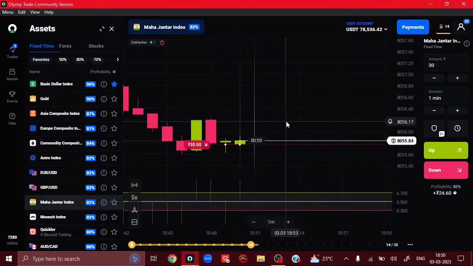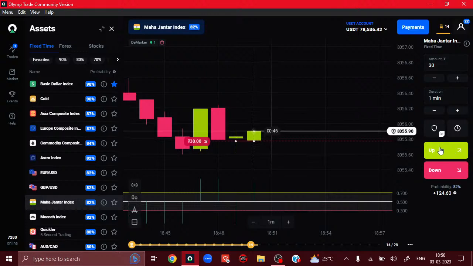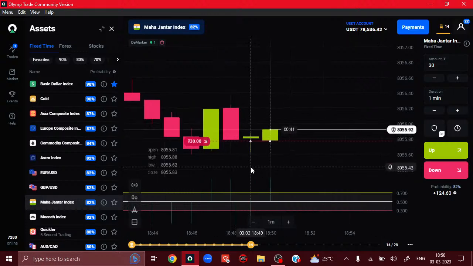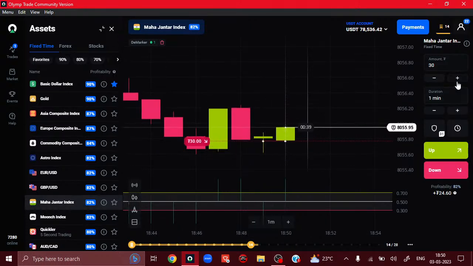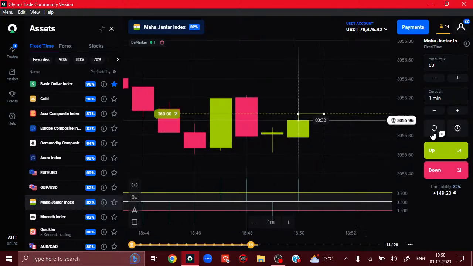Okay, it seems like this trade is not going in our favor, and again the D marker has shifted. So this is why it is called an aggressive strategy. Now the strategy is indicating for an upside trade. So now I'm entering into an upside trade for 1 minute.